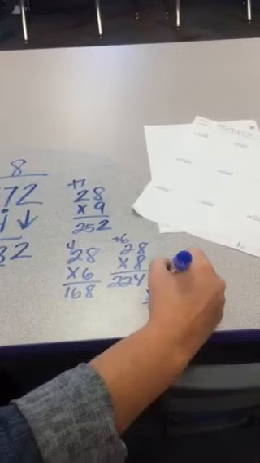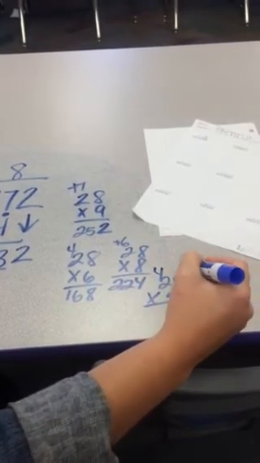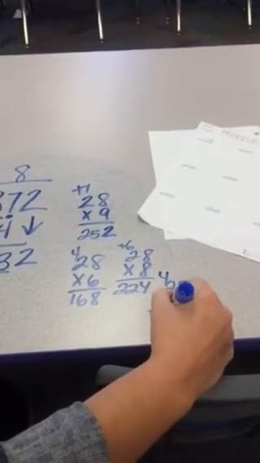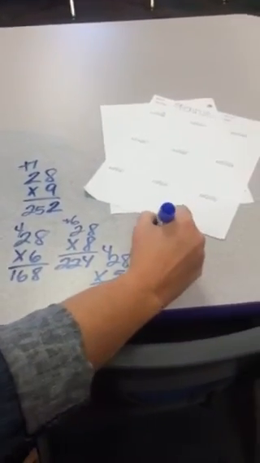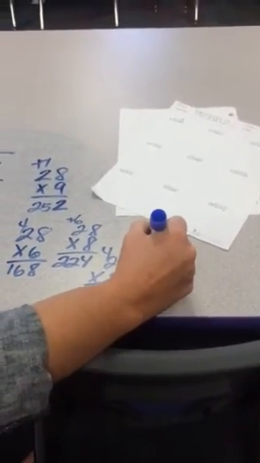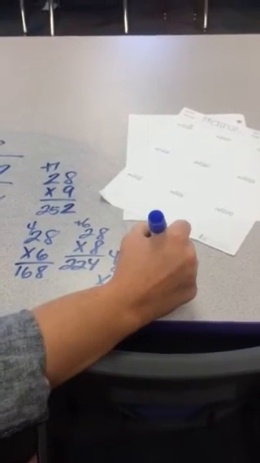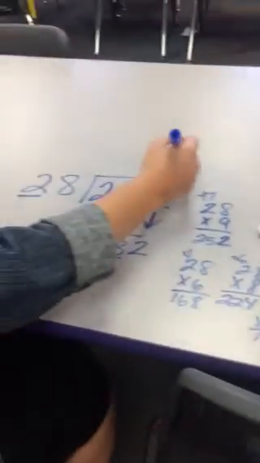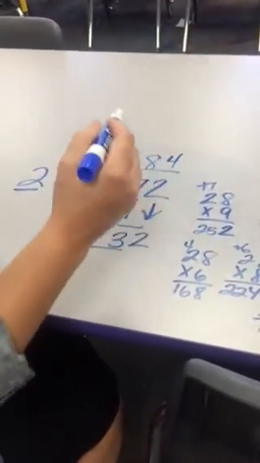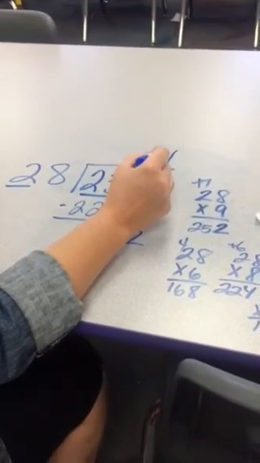5 times 8, 40. 5 times 2, 10, plus 4, 14. Gives me 140. Oh my goodness, got to try again. 28 times 4. 4 times 8, 32. 4 times 2, 8, plus 3, 112. That'll do it. So I'm going to put a 4 on the roof, which means I just divided.